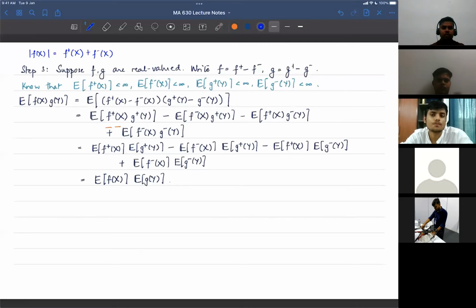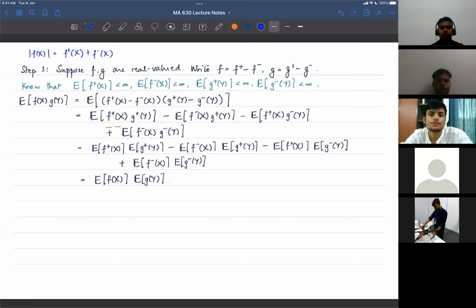Absolute value of f of x is going to be the positive part of f evaluated at x plus the negative part of f evaluated at x. You can see why this is true. The absolute value of a function is the sum of its positive and negative parts, no matter where you evaluate it. So in particular, if you evaluate it at x of omega, the absolute value is going to be the sum of the positive and the negative parts. Any questions with that?